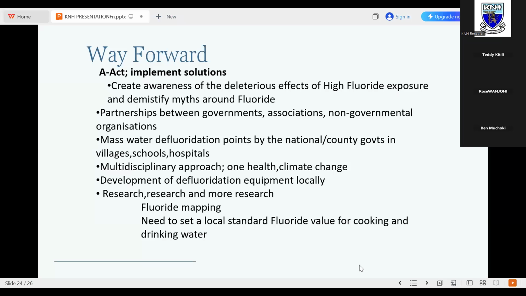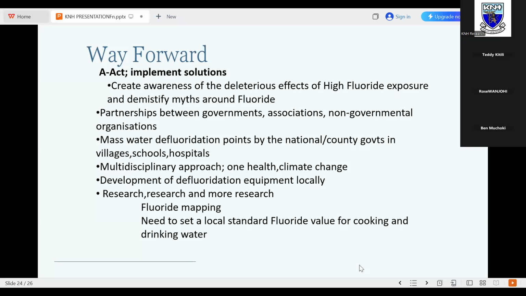But when the child goes to school, they are taking borehole water with high fluoride. The schools are using that to cook. And therefore, we need to have this message even in schools that we need to defluoridate our water.